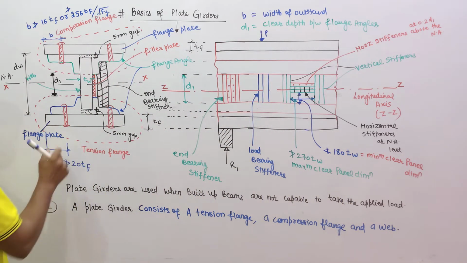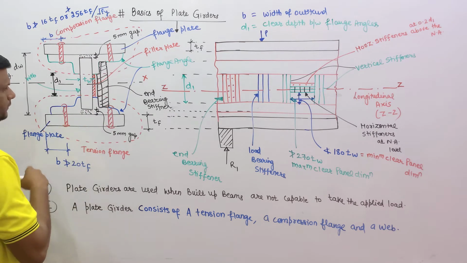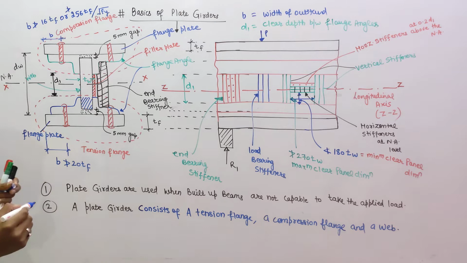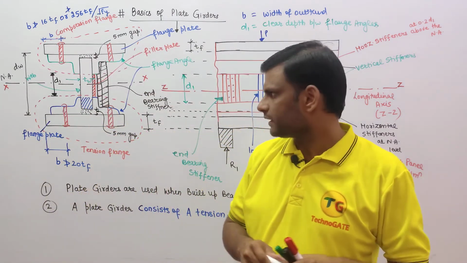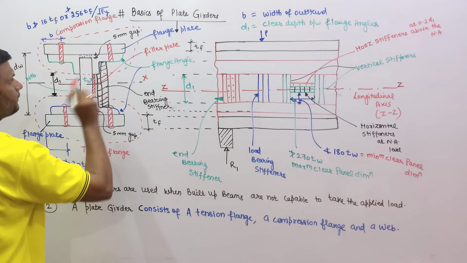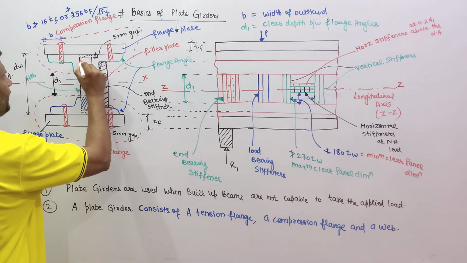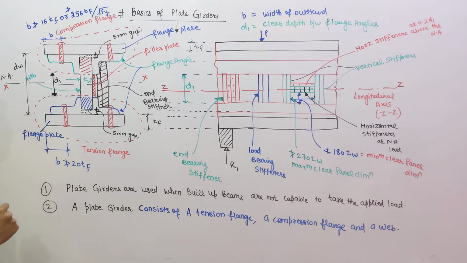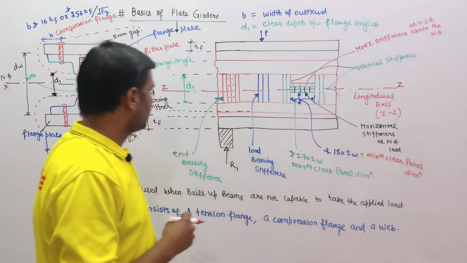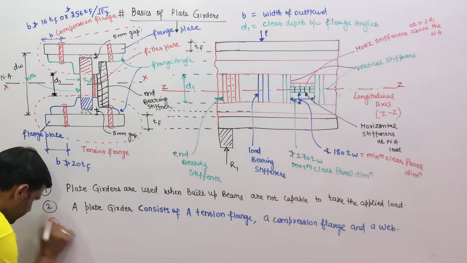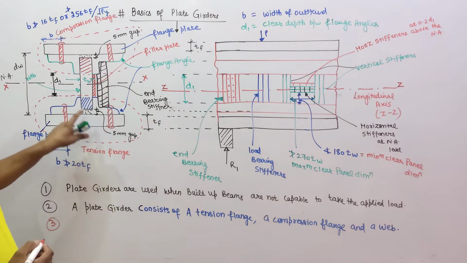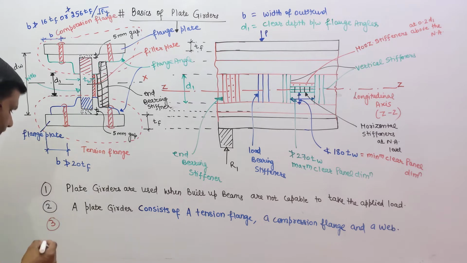Tension flange consists of flange plate, flange angle and this portion of web, that is called a web equivalent, or the portion of the web that is sandwiched in between the flange angles. Similarly, the compression flange also consists of the flange plate, flange angles and web equivalent, that is embedded in between the flange angles. So number 3rd is compression and tension flanges consist of a flange plate, a flange angle and web equivalent.